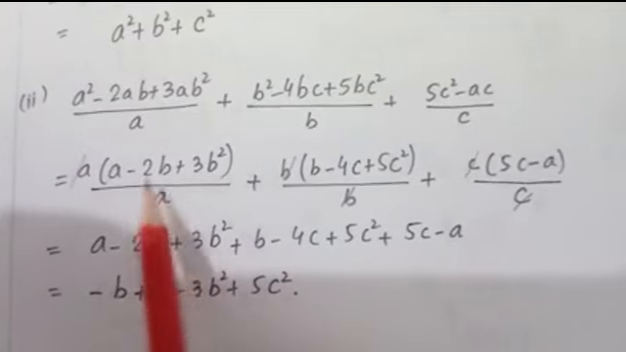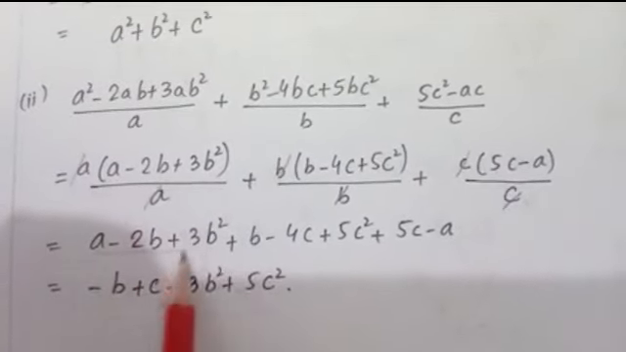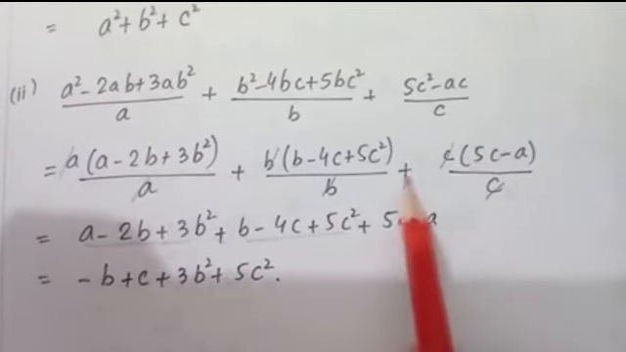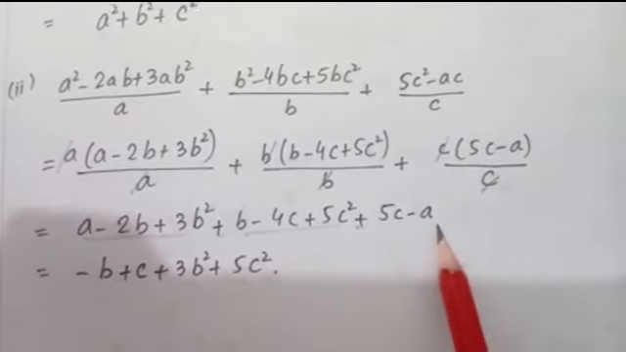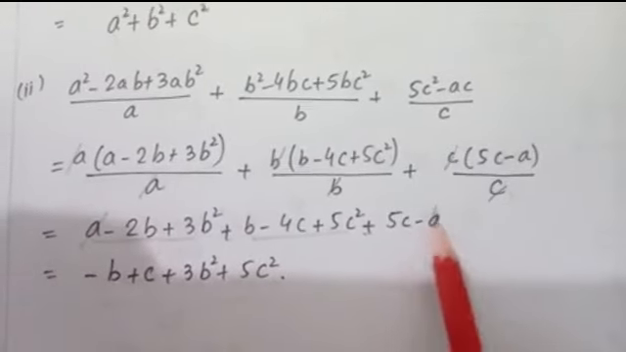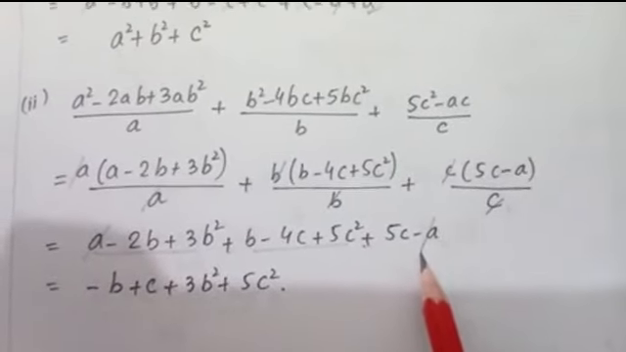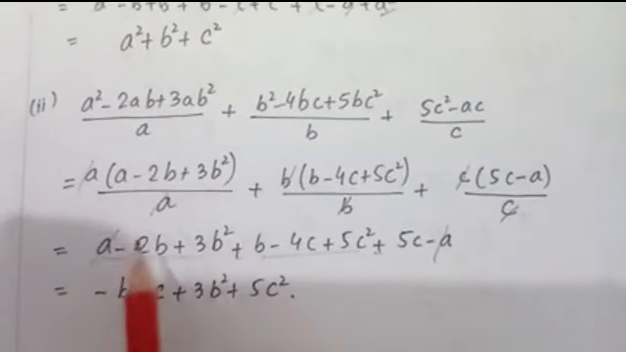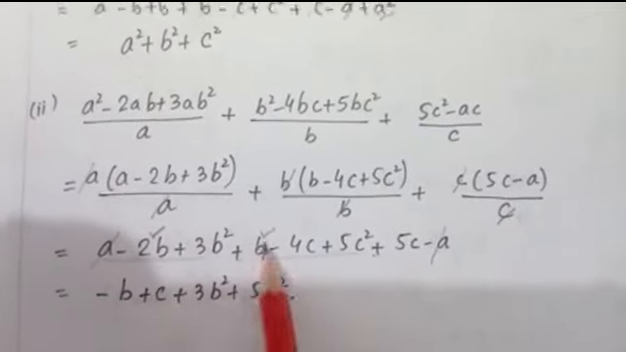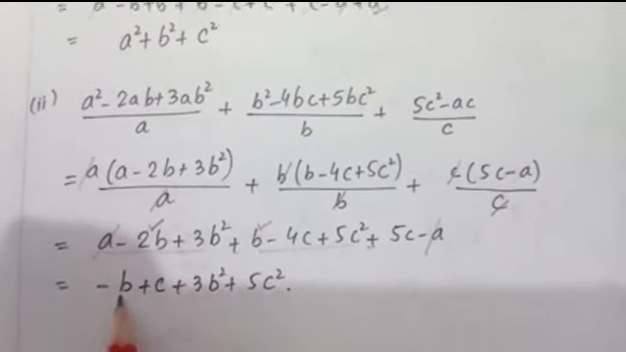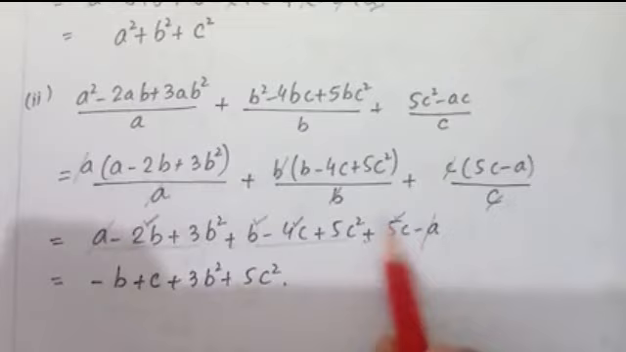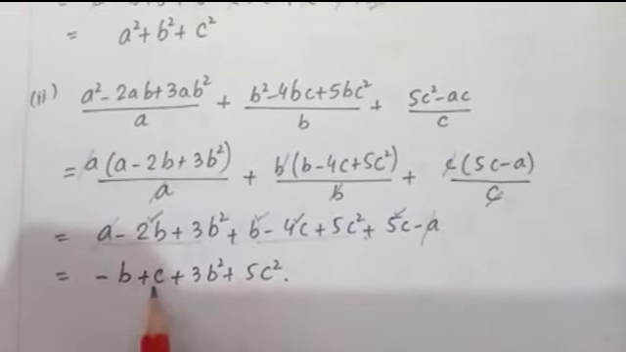Now we are left with this expression a minus 2b plus 3b^2 plus b minus 4c plus 5c^2 plus 5c minus a. Now if similar terms are here with opposite signs, these will be cancelled, as this a will be cancelled by minus a. And now add similar terms. This is minus 2b and this is plus b. Minus 2b plus b will be minus b, and this is minus 4c and this is plus 5c. 5 minus 4 is 1, so this is 1c.